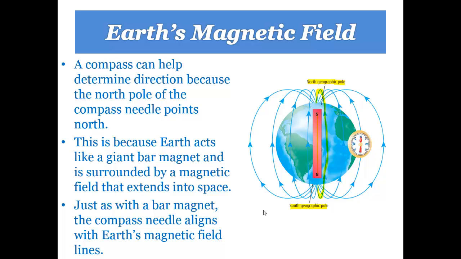And so it's kind of interesting. What is the compass truly telling us? Well, it's telling us where the south of the magnet truly is. So it's kind of interesting. That's what a compass is truly telling us. It's finding the Earth's magnetic field.